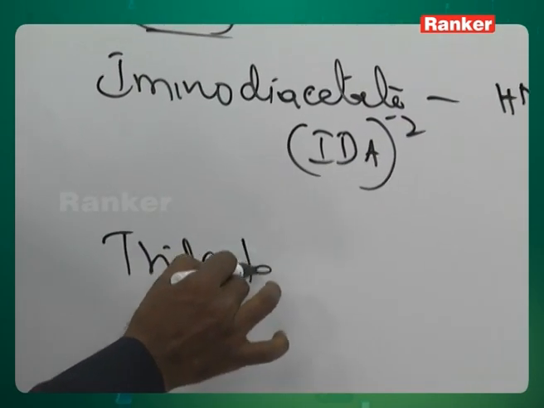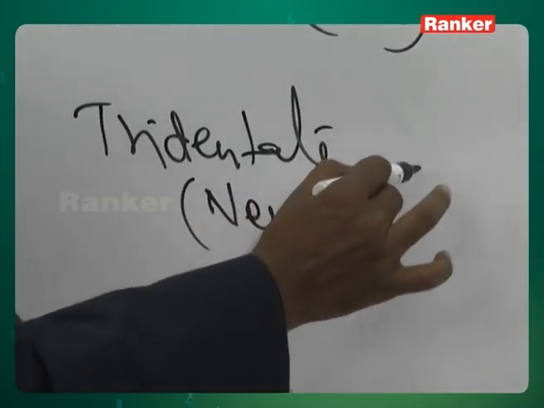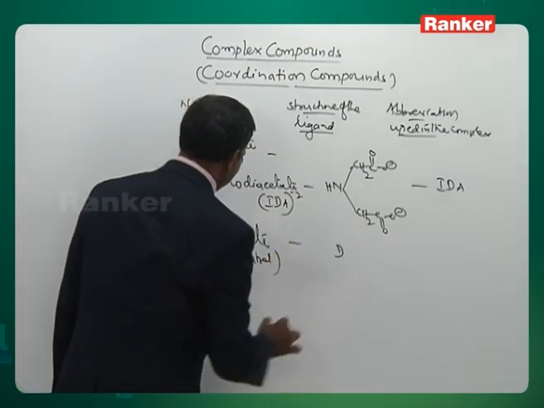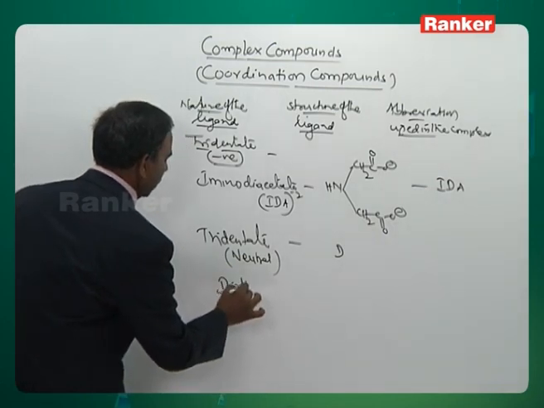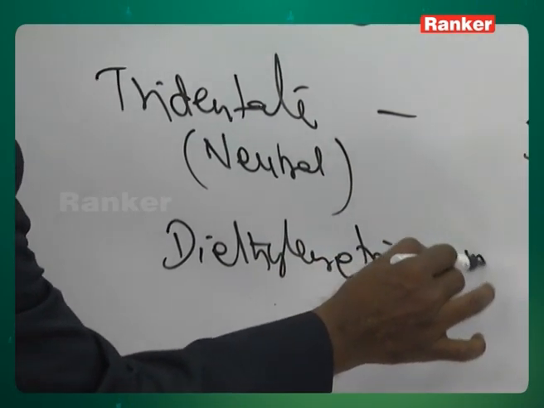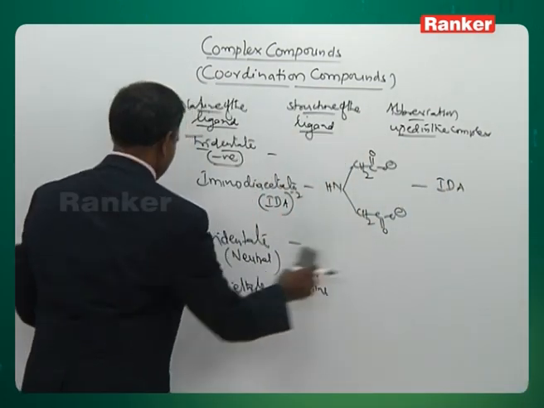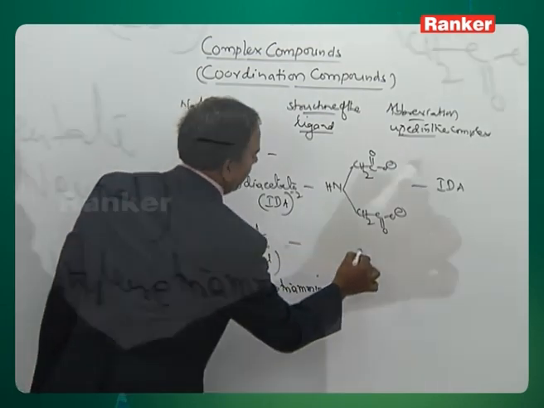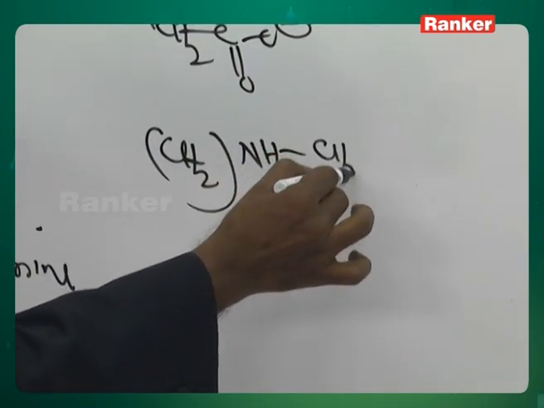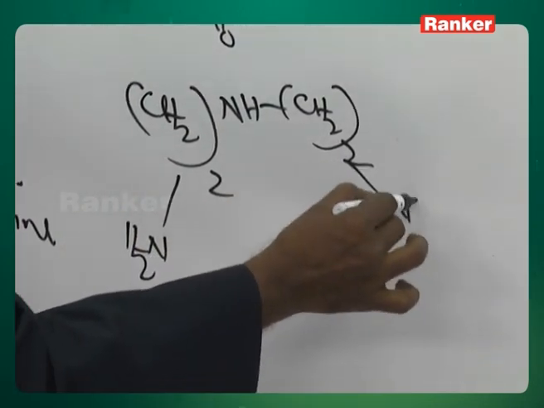Tridentate neutral ligand: diethylene triamine. Look at the structure: CH2 CH2 linked to NH, then CH2 CH2 linked to NH2 on both ends, NH2 and NH2.